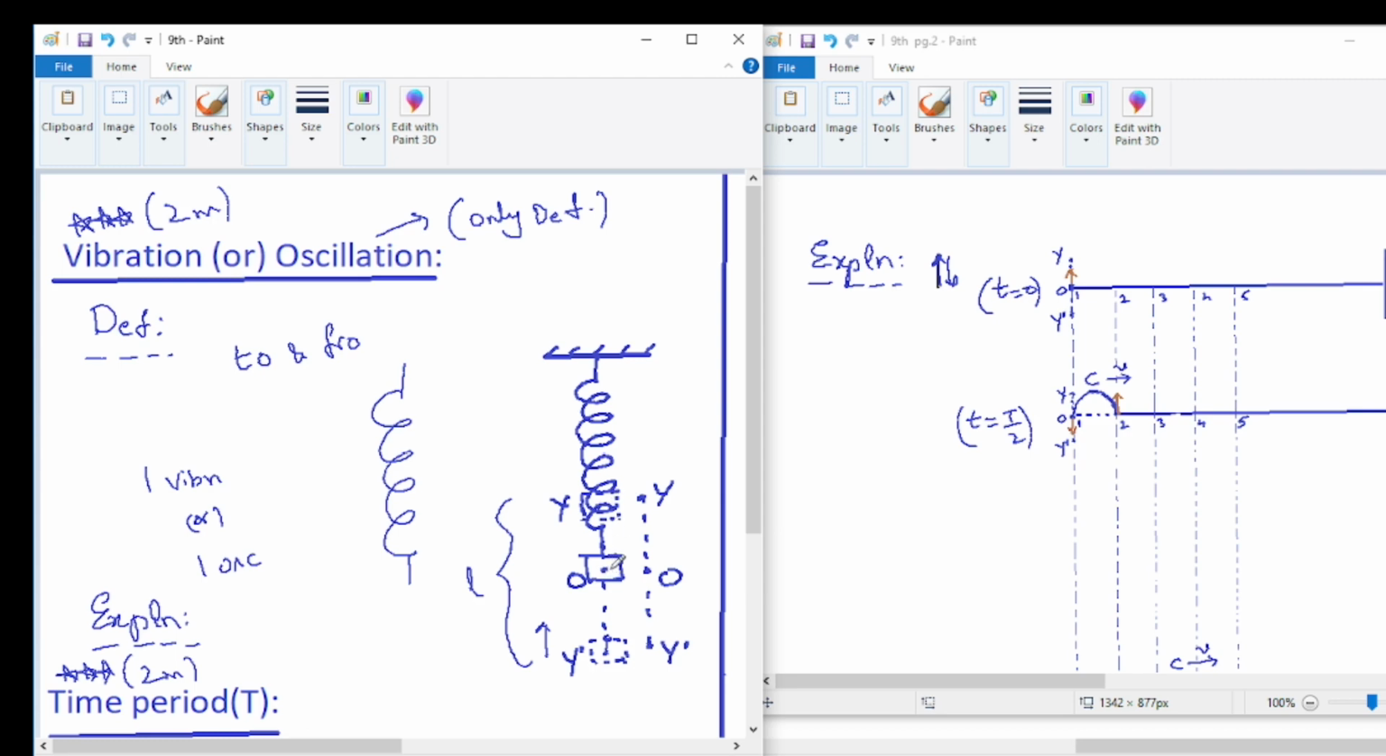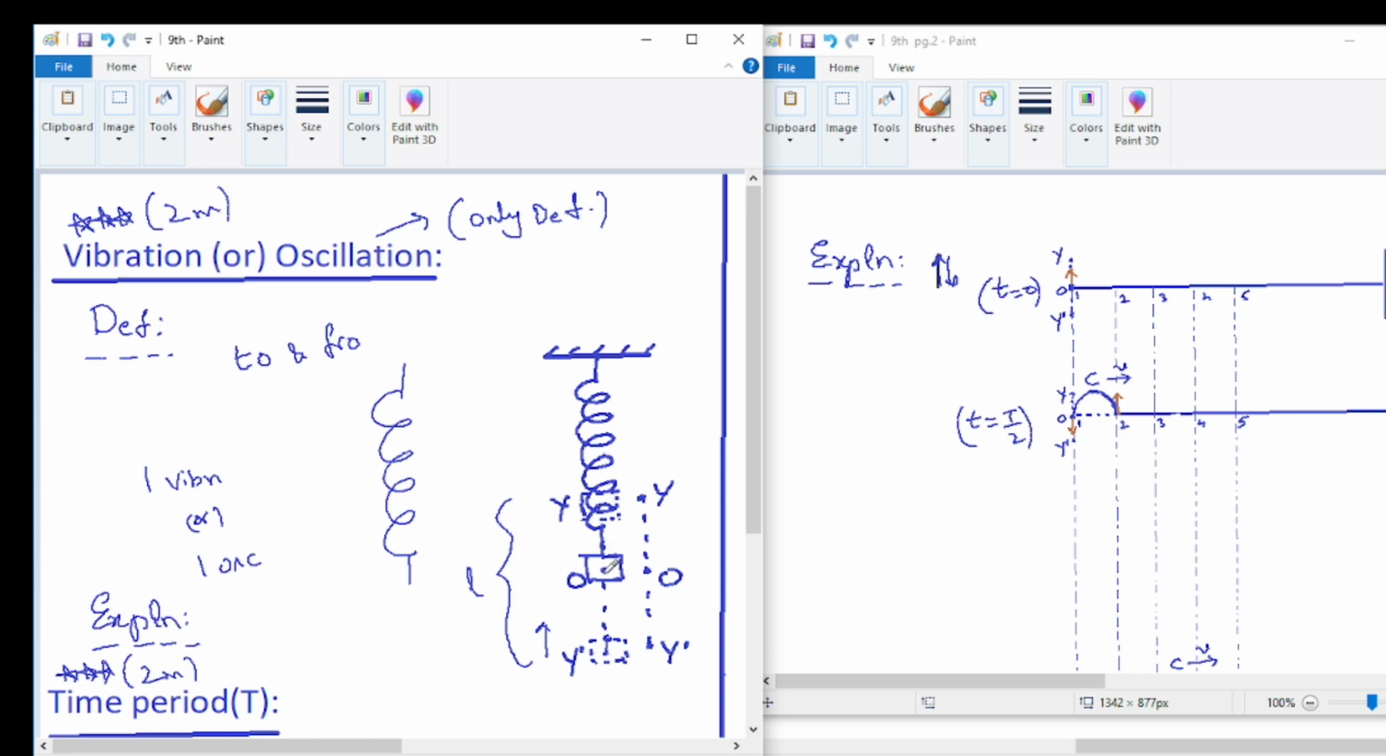Just once again see, from the mean position O, it's going to the top extreme position, and from the top extreme position again back to the mean position O. This complete motion is taking place only above the point O. That's why it is called the upper half of the vibration.